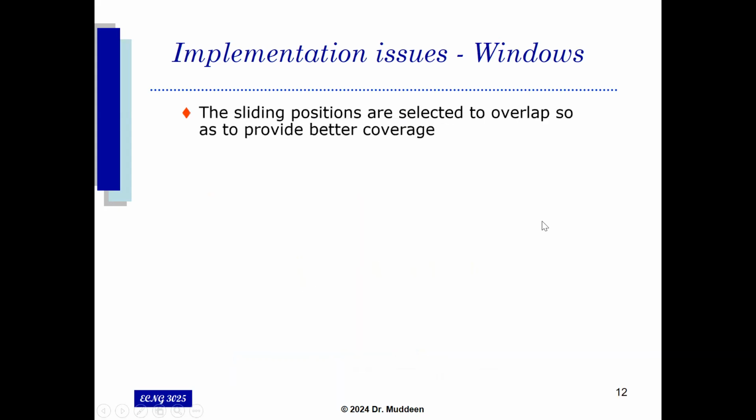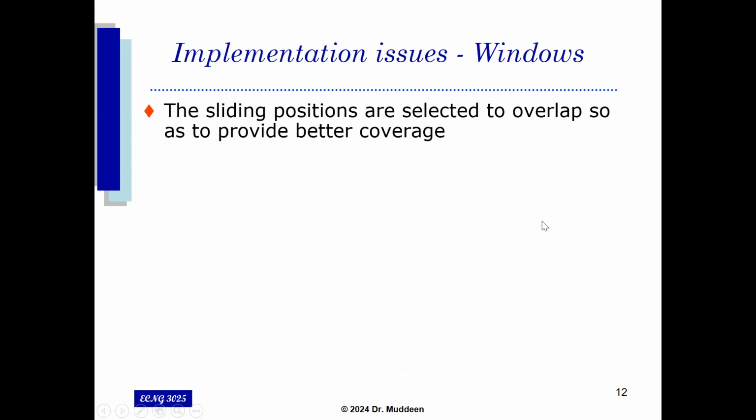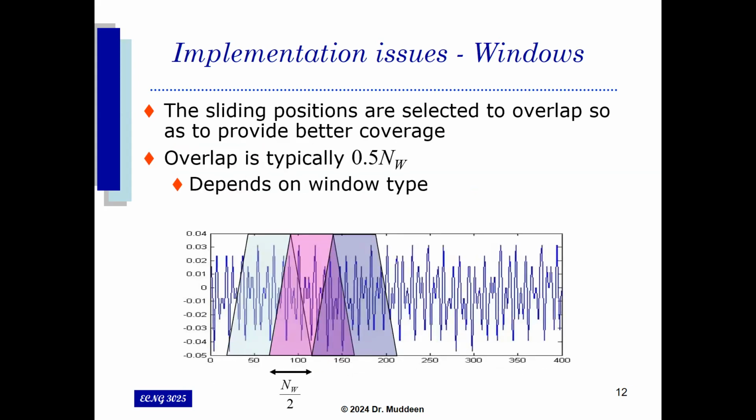And how you implement this is that each position is selected to overlap, right? So you have window 1, which would be this light colored one here. Then when you slide the window down to the next position here, what you typically want to do is to make sure that the windows themselves overlap by at least half the window width.